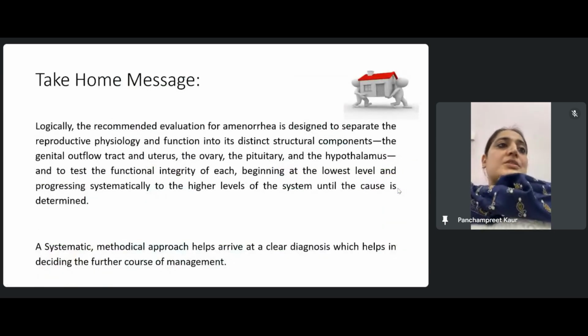So my take-home message will be, logically, the recommended evaluation of amenorrhea is designed to separate the reproductive physiology and function into distinct structural components: the genital outflow tract and uterus, the ovary, the pituitary, and the hypothalamus, and to test the functional integrity of each, beginning at the lowest level and progressing systematically to the higher levels of the system until the cause is determined. A systematic, methodical approach helps arrive at a clear diagnosis, which helps in deciding the further course of management. Thank you.